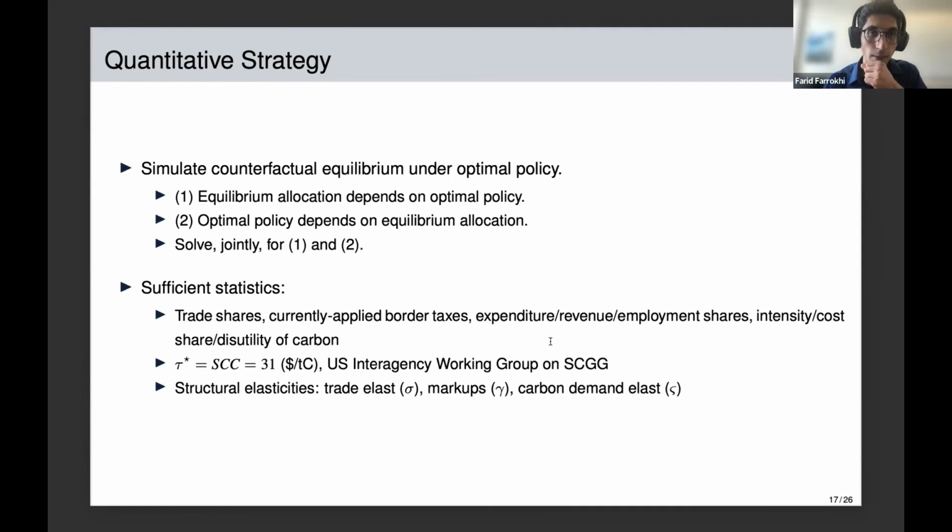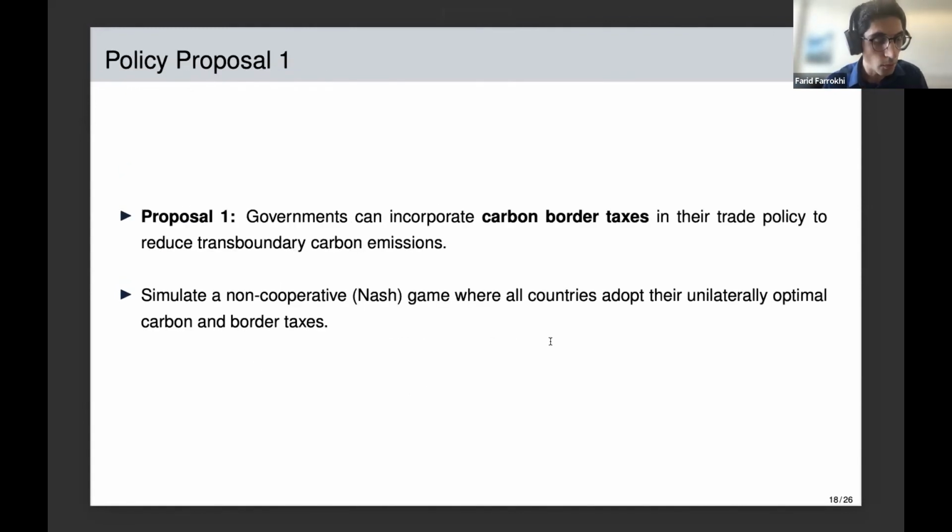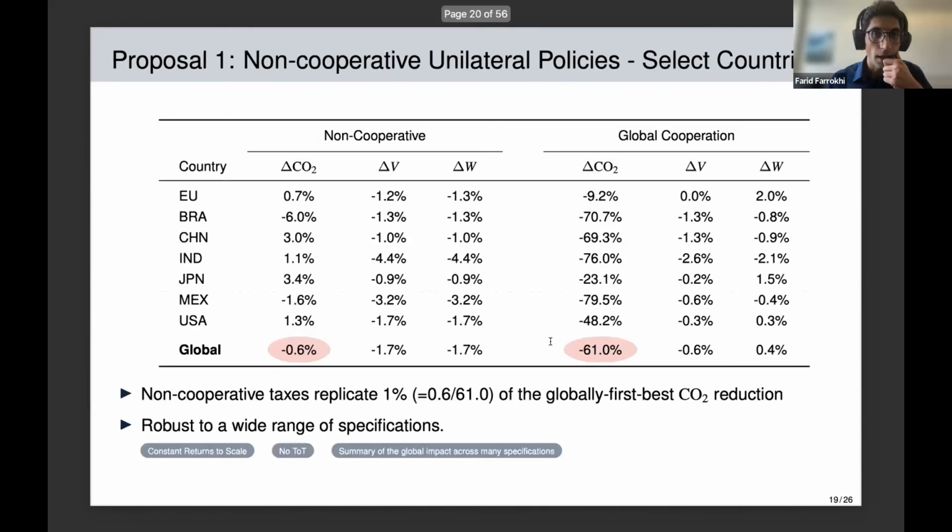I'm happy to talk more about the mapping of the model to data, but let me go over how we put them to work for evaluation of these two policy proposals. In proposal one, as I already mentioned, governments want to incorporate carbon border taxes in their package of trade policy to reduce carbon emissions outside of their boundaries. So the way we implement it is that we simulate a non-cooperative game, a Nash game, where all countries simultaneously adopt their unilaterally optimal carbon and border taxes. And so from the baseline, we go to this counterfactual and want to understand how much carbon emission reductions would happen. So this is a summary of our results for this proposal one.